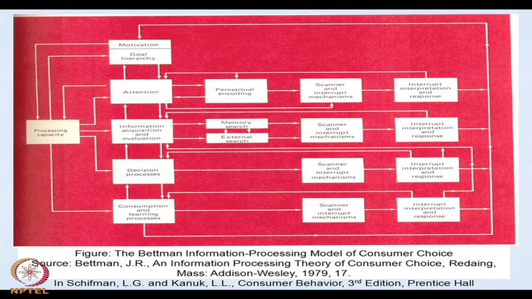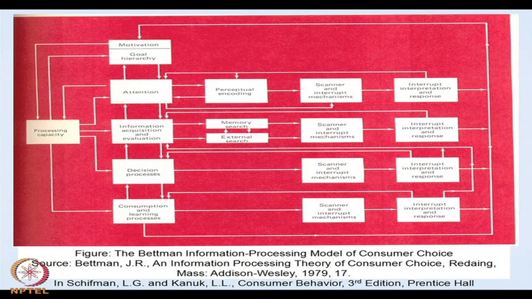as well as the decision process stage and the consumption and learning processes. So out of the 6 components which form a part of this model, 4, which are attention, information acquisition and evaluation, decision process, and consumption and learning processes, are each impacted by scanner and interrupt mechanisms. Now, as I repeat, these mechanisms act as a switch on or switch off mode.